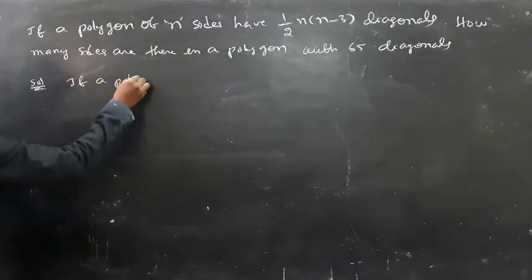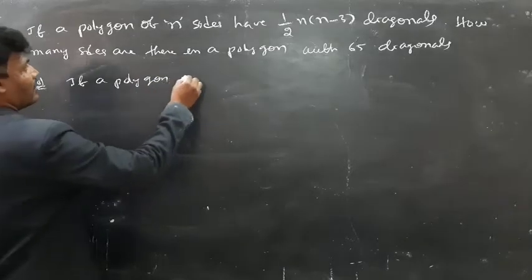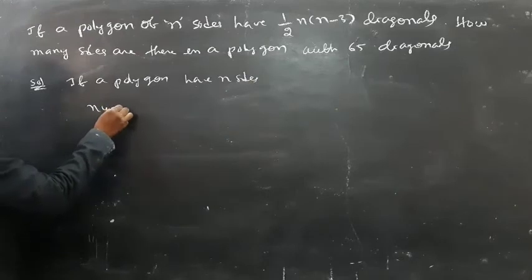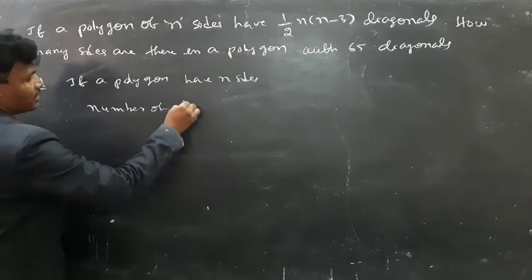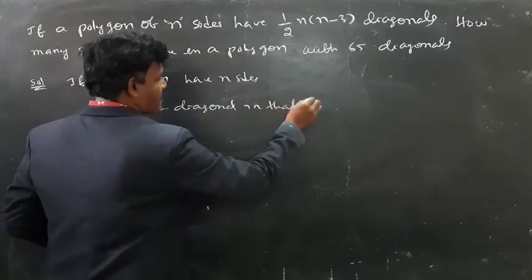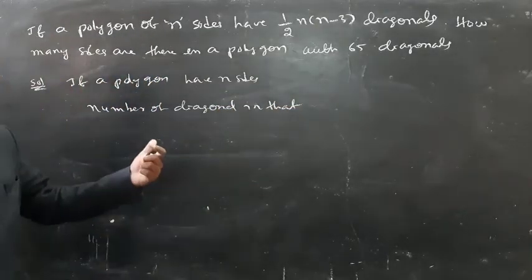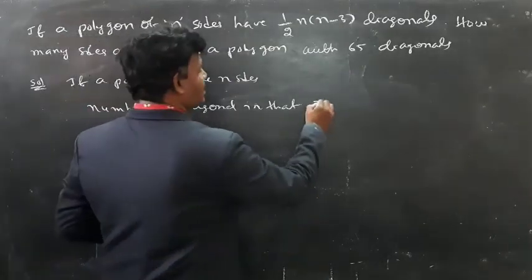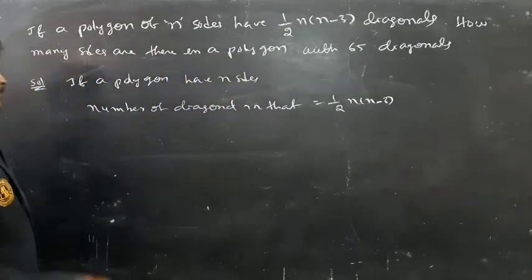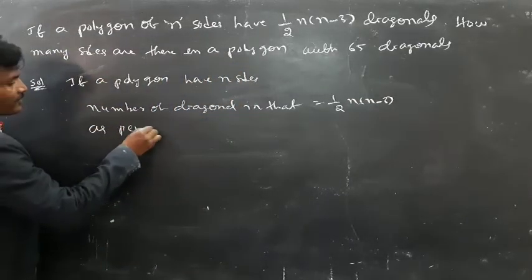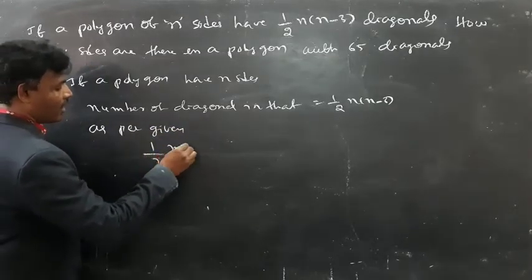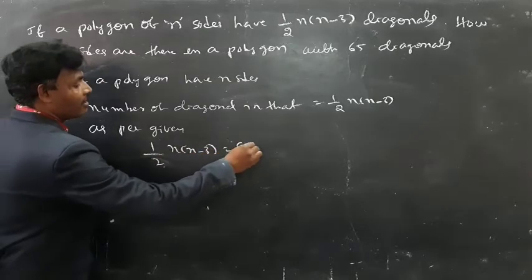If a polygon has n sides, then the number of diagonals in that polygon is equal to 1/2 n(n minus 3). So as per the given, I am taking 1/2 n(n minus 3) equal to 65.